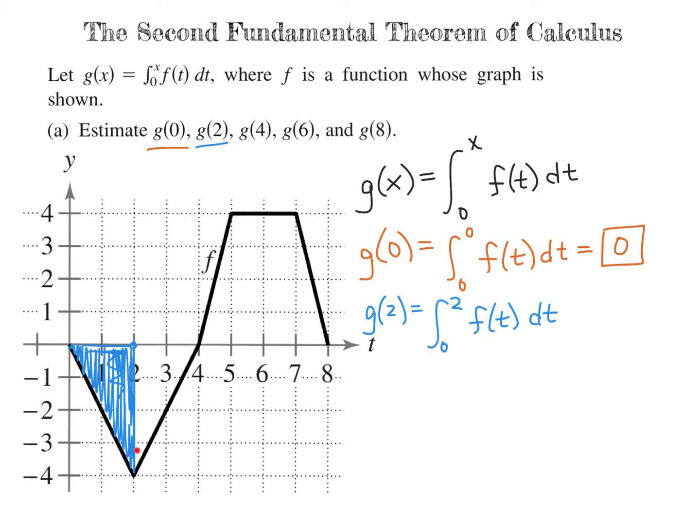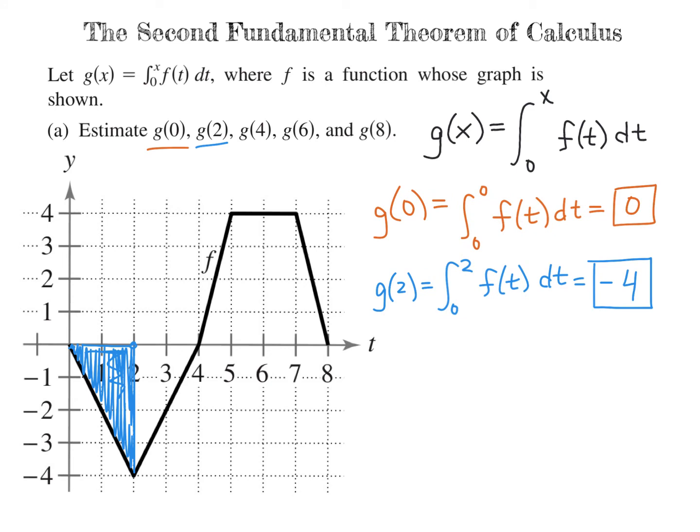So let's find the area of this triangle right here. The area of a triangle is 1/2 base times height. The base of this triangle is 2. The height of this triangle is 4, or you can think of it as -4 since it has to be negative anyway. So 1/2 times 2 times 4 is 4. So this output here, this definite integral, because it's beneath the x-axis down to the function, is negative, so -4.